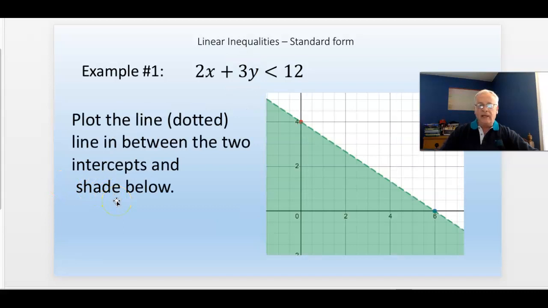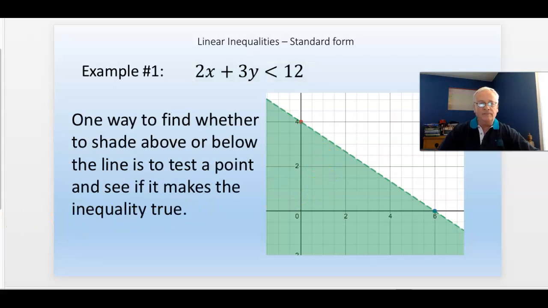All right, go ahead and plot the line. It's a dotted line, because this just says less than. It doesn't have a line underneath that symbol, so it's a dotted line. And it's pointing toward the Y. Be careful here, because Y cannot be negative. This is positive Y, so that's okay. It's pointing toward positive Y, so shade underneath.